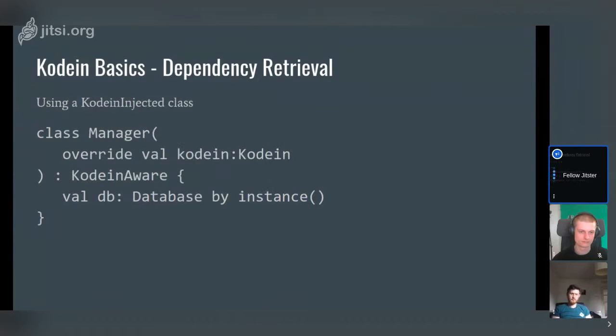So this would be a more typical instance. You would typically have some kind of class that's the entry point of your application. In this case, I just call it manager. It might be application for you, but you have your Kodein instance that you're defining. And by being Kodein aware, you are overriding the Kodein to use, and now all of your instances are available.